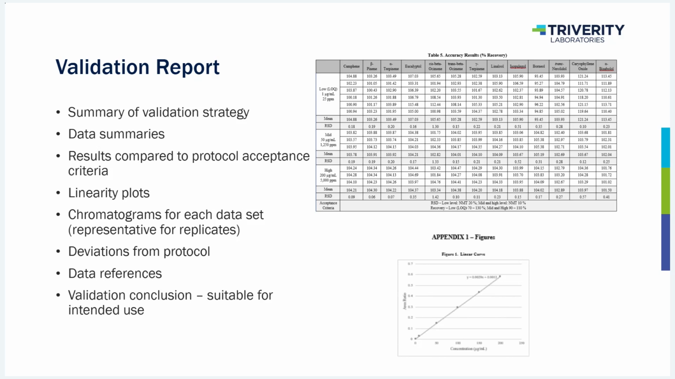What really is your failure? What really is no longer acceptable when you're writing it? What is your method capable of? You want to have data references so you can go back to the raw data. And then a validation conclusion. We do conclusions for each parameter, each section. So a linearity conclusion saying that the method is linear from X to Y. And then we also do a final validation conclusion that says the method is essentially fit for its intended use.